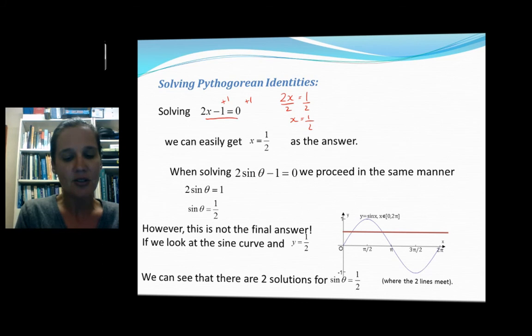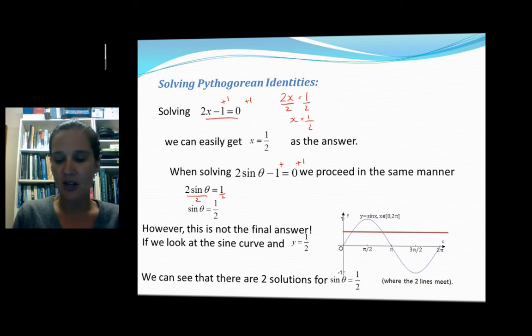So if we had here 2 sine theta minus 1 is equal to 0, we're going to add 1 to both sides. So we get 2 sine theta is equal to 1. We divide both sides by 2, and we end up with sine theta is equal to a half. However, this is not our final answer.